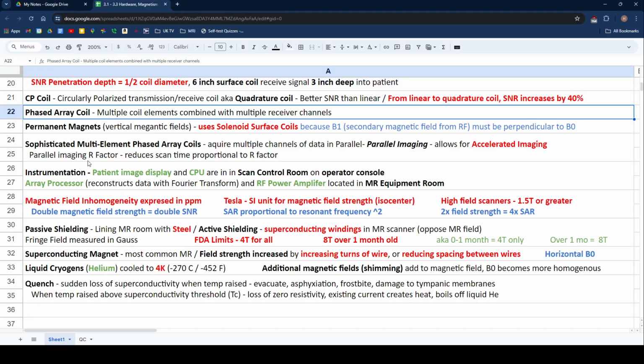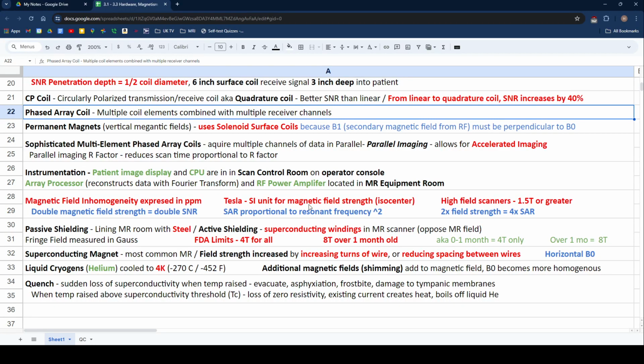For some instrumentation, the patient image display and CPU are in the scan control room on the operator console. Array processor, which reconstructs data with Fourier transform, and the RF power amplifier are located in the MR equipment room. Magnetic field inhomogeneity is expressed in parts per million.